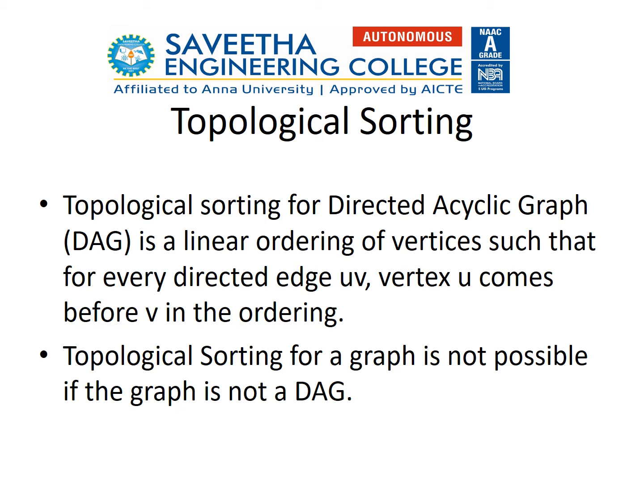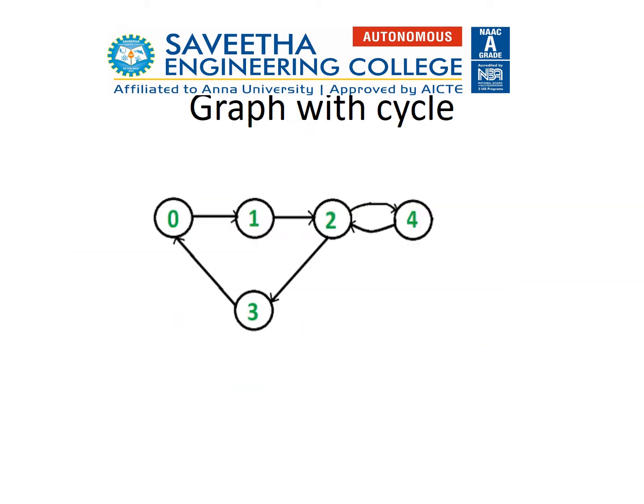We will see an example of a graph with a cycle. In this example, 0 to 1, 1 to 2, 2 to 3, 3 to 1 forms one cycle. Similarly, 2 to 4, 4 to 2 forms another cycle. The first condition is satisfied for this graph, since all edges have directions. The second condition is not satisfied, as it should not contain any cycle. So we cannot calculate a topological ordering for this graph.